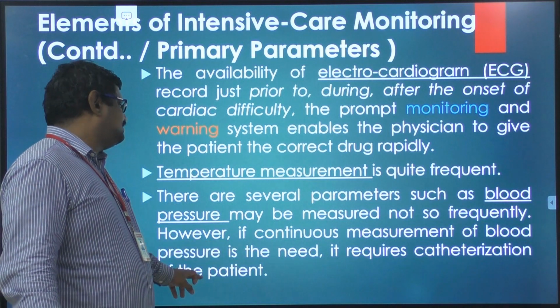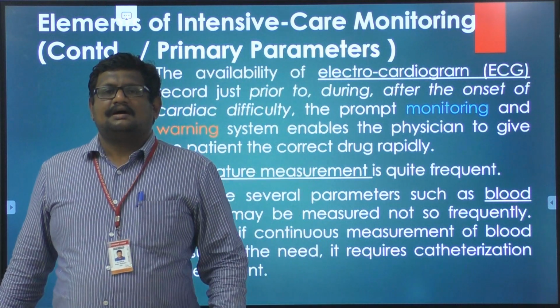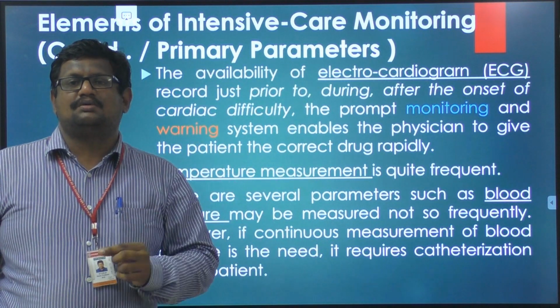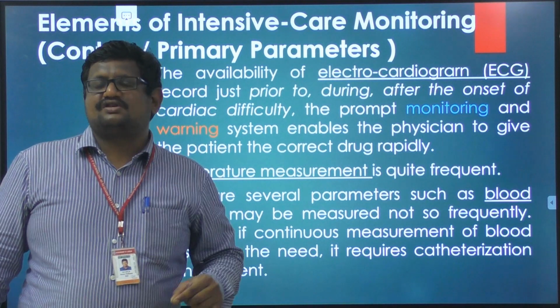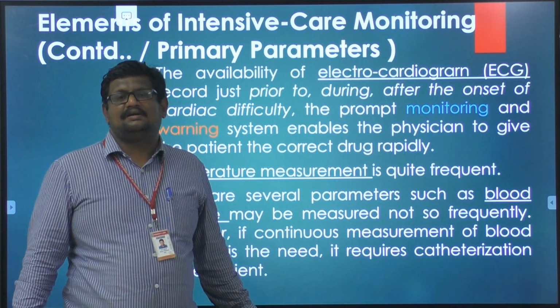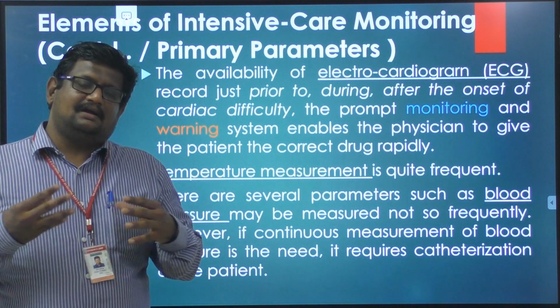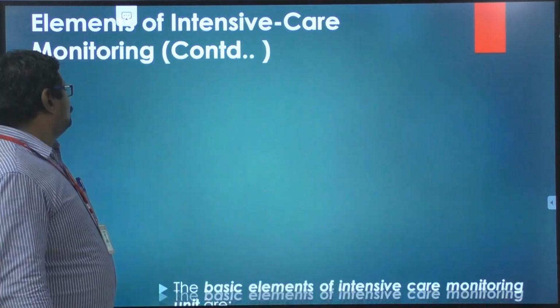It requires catheterization of the patient. What is catheterization? A catheter is a small needle or a probe that is inserted into the human body, used to invade the body and place the appropriate sensor or transducer at a particular point. So here, when surgery is being done, the transducers are placed directly into the blood vessel itself to measure the blood pressure.